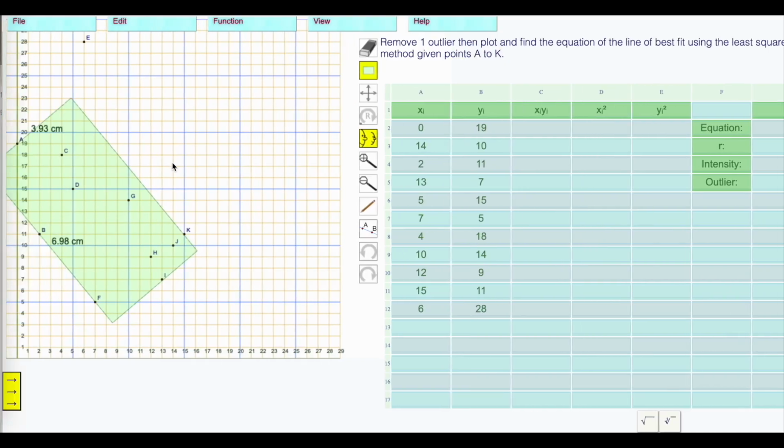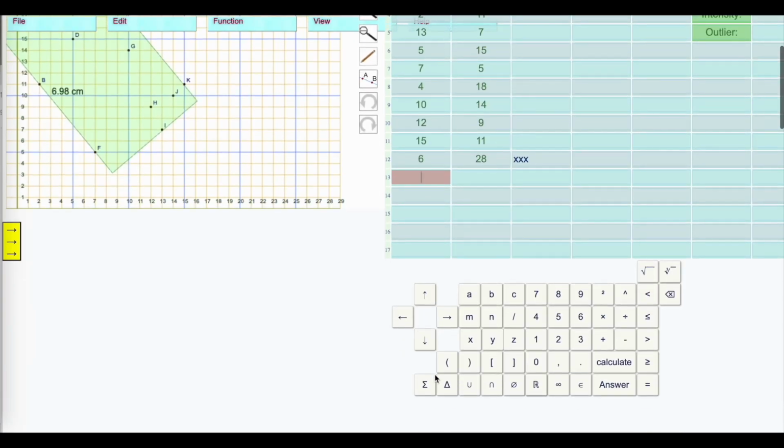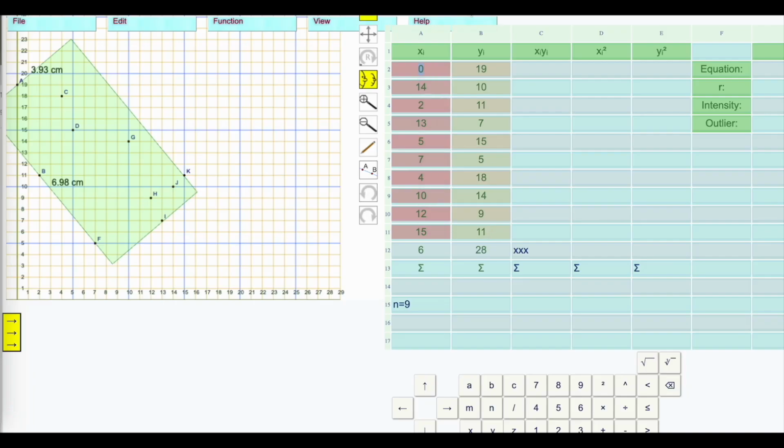Let us remove the E, which is at 628. 628 happens to be the last value. That's convenient for us. I'm going to remove that from consideration. That means we have 11, take away 1, 10 values that we're going to be working with. I'm going to put in my sums, put in my n is equal to, I want to order these values by their x's, edit, sort.